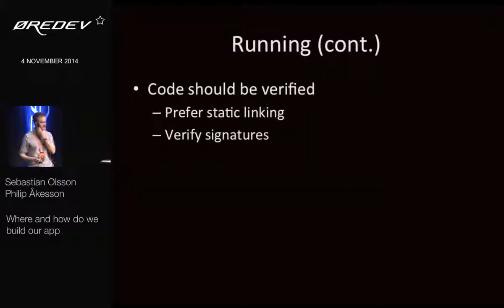And code should be verified, as I think we've noticed or mentioned before. So if it's possible in the application case, you should prefer static linkage. And that's not to prevent someone from injecting evil code into the system binary, rather so that you know exactly which version of the library you're running in your application, so you know that there are no security issues or compatibility issues. And if it's possible, if your system allows it, you should verify signatures.